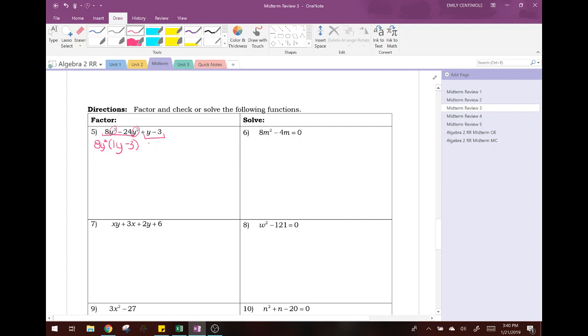Now when I look between y and negative 3, I notice that the only thing I have in common is a 1, which does not change the y minus 3 at all. That's a good thing because I want these binomials to match up, which they do in this case. You have to bring that out to the front.